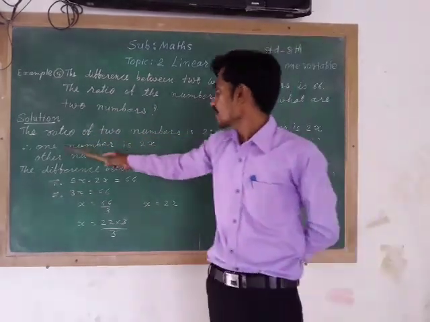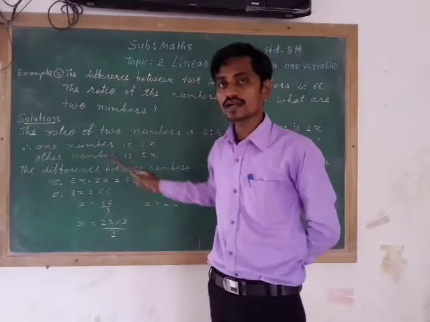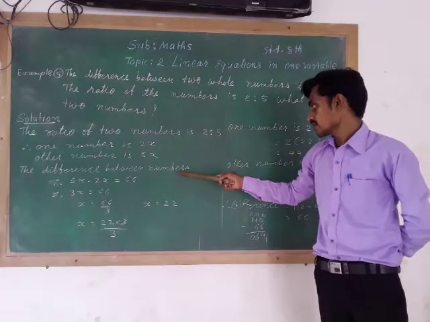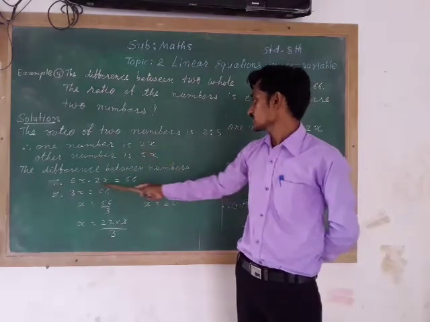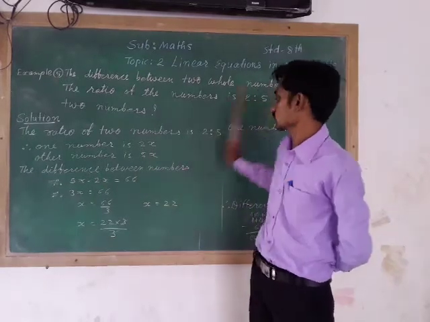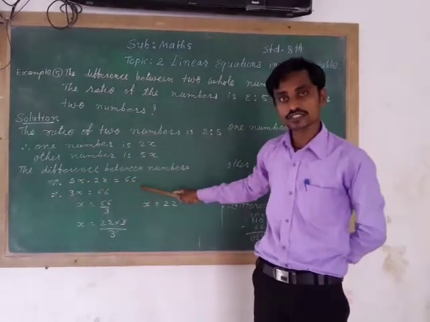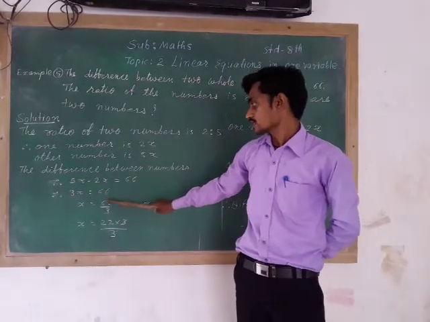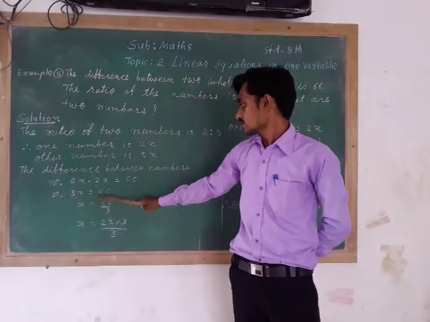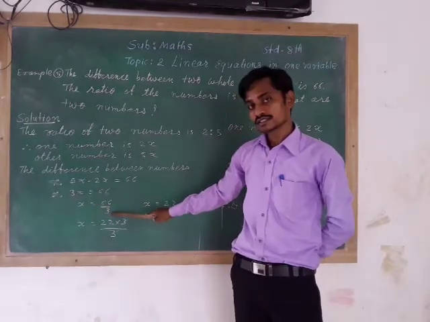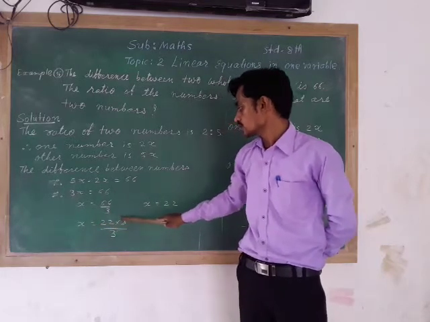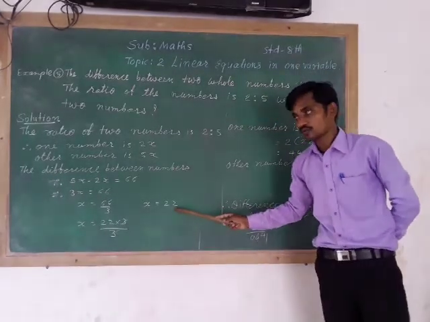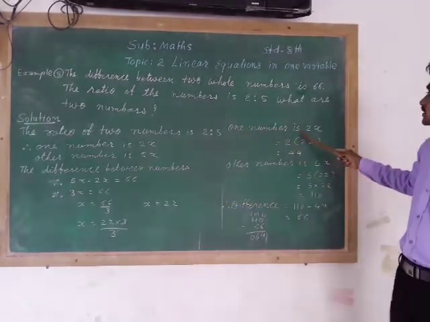Now one number is 2x and the other number is 5x. So the difference between the numbers: 5x minus 2x is equal to 66. 5 minus 2 is 3, so 3x is equal to 66. So x is equal to 66 divided by 3. So x is equal to 22, since 3 twenty-twos are 66, 3 cuts. X is equal to 22.